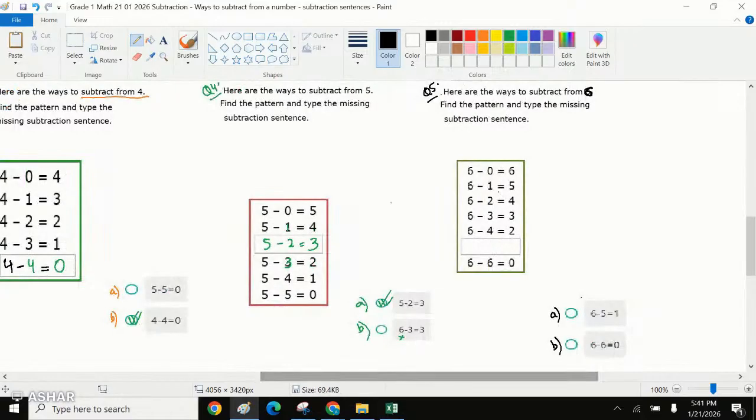In question number 5, 6 minus 6 is already given to us. That means it should be, yes, thank you, Eddie boy. Thank you. Yes, it should be 6 minus 5 equals 1. And that was option A.